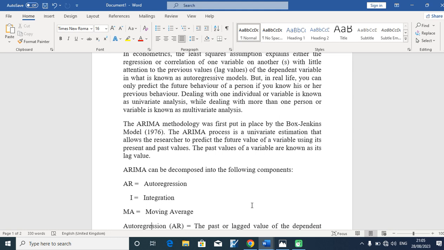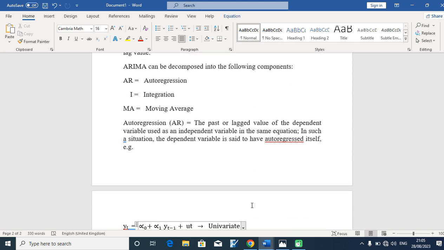We have the AR component, the integration component, and the MA component. The AR component is also known as the autoregressive component. It deals with the past value or lag value of the dependent variable used as an independent variable in the same equation. In such a situation, the dependent variable is said to have autoregressed itself.